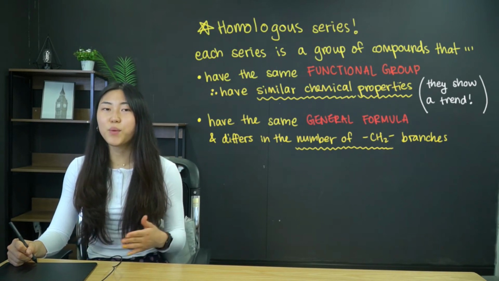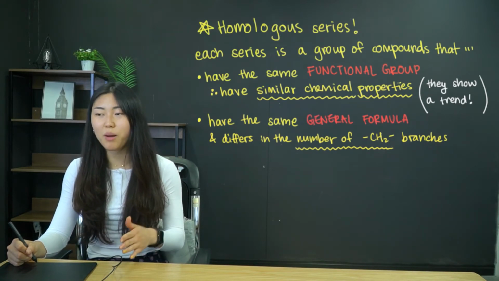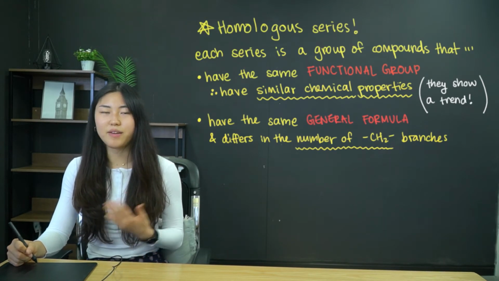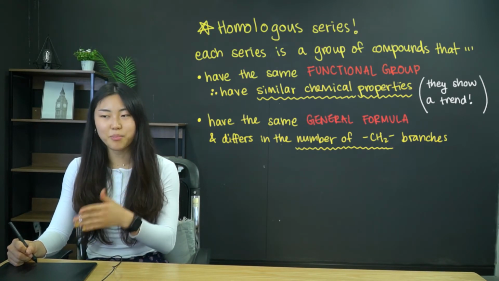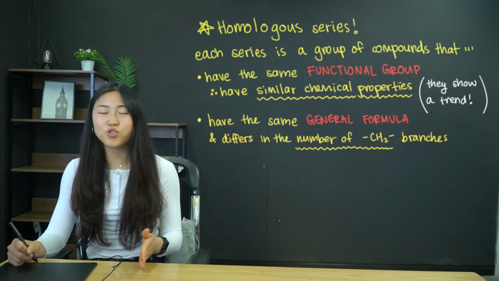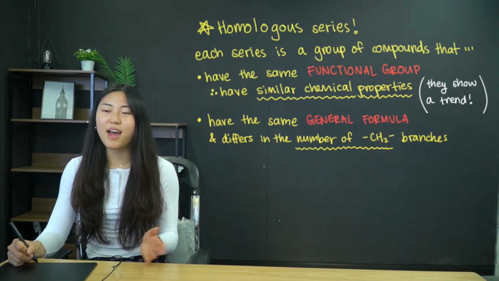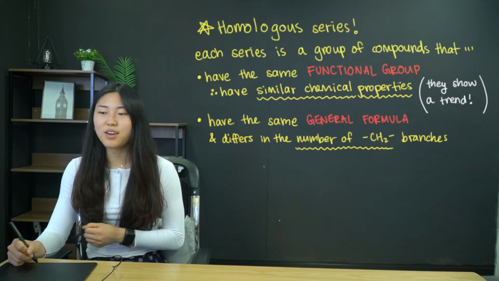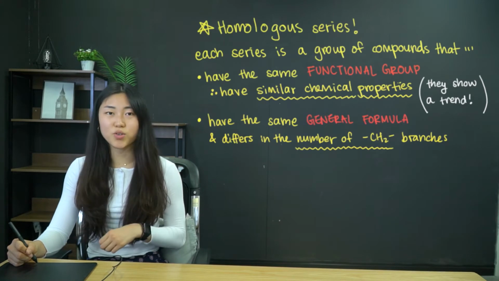Okay, so therefore they have similar chemical properties and they show a trend, if they vary in number of CH2 branches. So that's the second point. They have the same general formula, okay? And they only differ in the number of CH2 branches, okay? So that's why they show a trend.